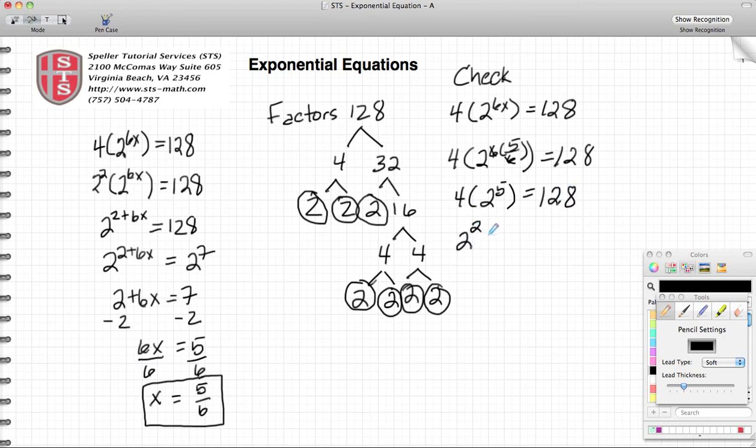We know that 4 is the same thing as 2 squared, and we're going to rewrite the rest. Again, using the rules of exponents, whenever I'm multiplying with a like base, I can add my powers. So I keep the 2 as the base, and I'm adding 2 plus that 5, and that is equal to 128. Now I can add these exponents here to give me 2 to the 7th equals 128. And from the factoring that we did earlier, we know that 128 is the same thing as 2 to the 7th power. So we know that we've done this exponential equation correct.